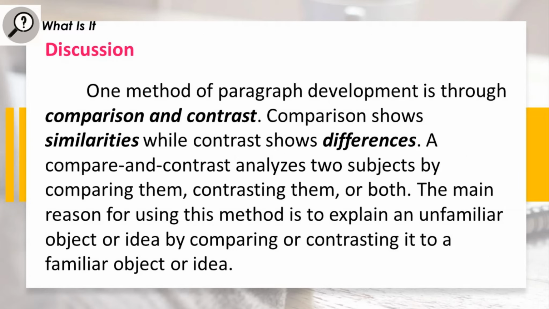Discussion. One method of paragraph development is through comparison and contrast. Comparison shows similarities while contrast shows differences. A compare and contrast analyzes two subjects by comparing them, contrasting them, or both. The main reason for using this method is to explain an unfamiliar object or idea by comparing or contrasting it to a familiar object or idea.